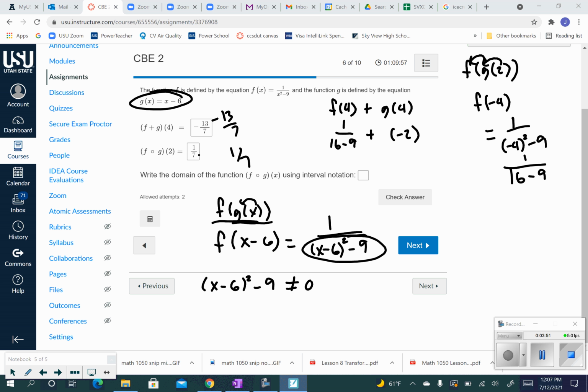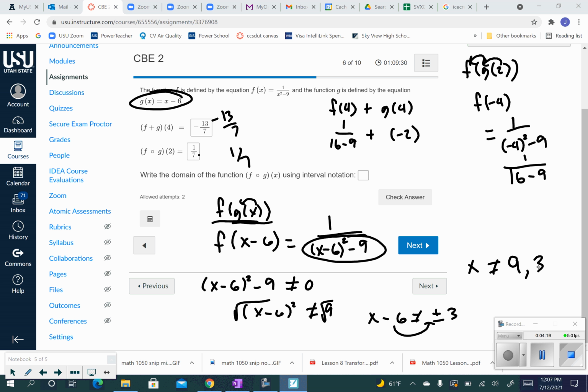So we'll add the 9 over. X minus 6 squared cannot equal 9. Take the square root of both sides. So x minus 6 cannot equal plus or minus 3. Don't forget the plus or minus. Add that 6 over. So x cannot equal 6 plus 3, which is 9. And 6 minus 3, which is 3. Those are two things x can't equal.